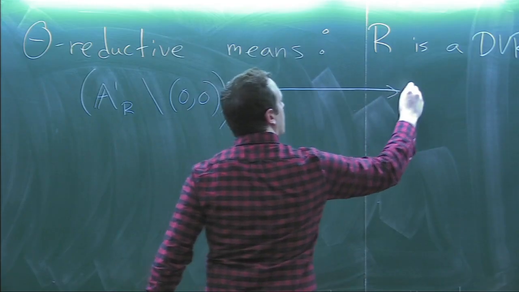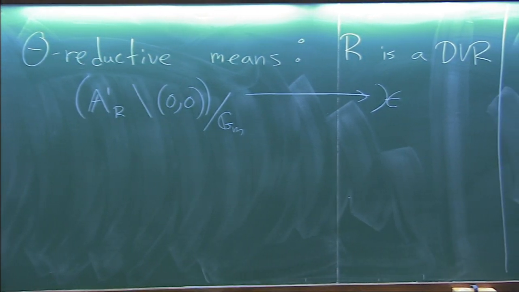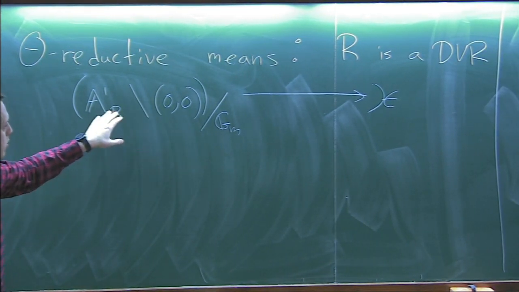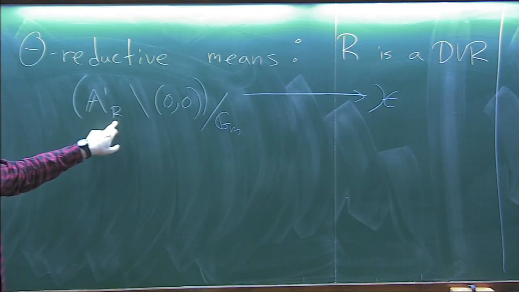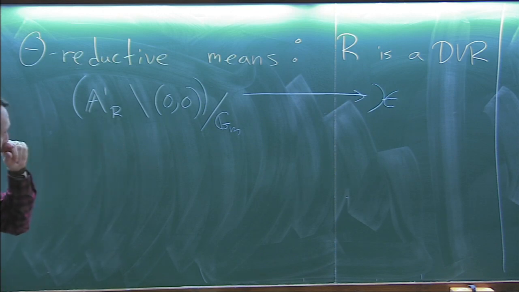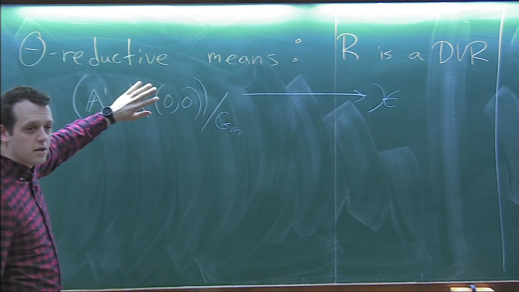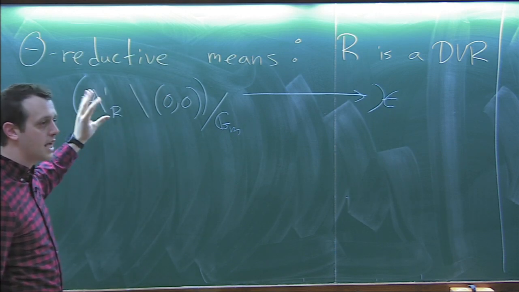So any map like this to the stack X, this is the unique closed point in the stack A1_R mod G_m. It's the 0 in A1 times the special point in spec of R. So this is like a punctured surface, right? There's a little surface, and I remove a point. It has a G_m action just acting by scaling in A1.